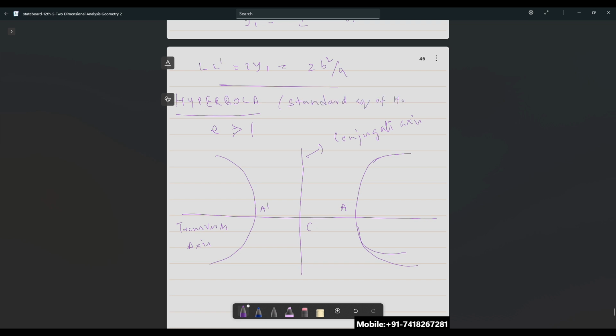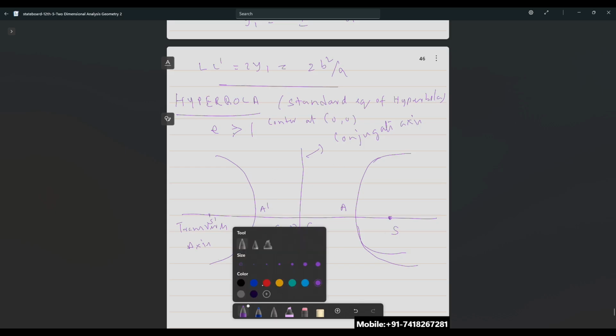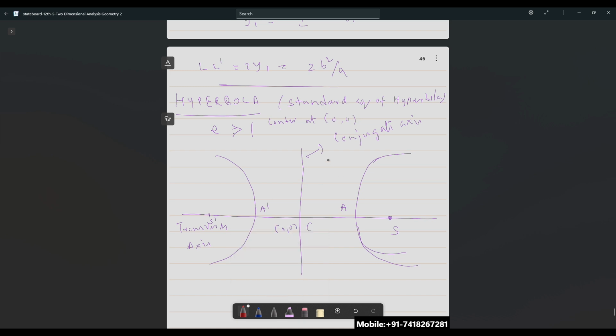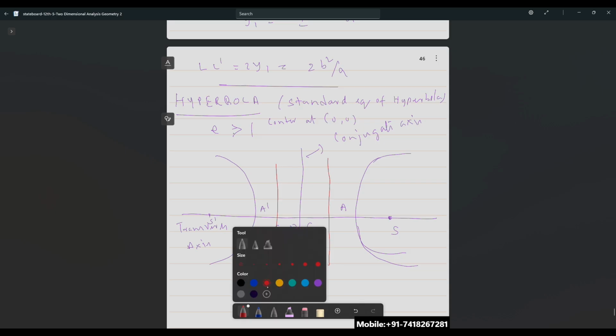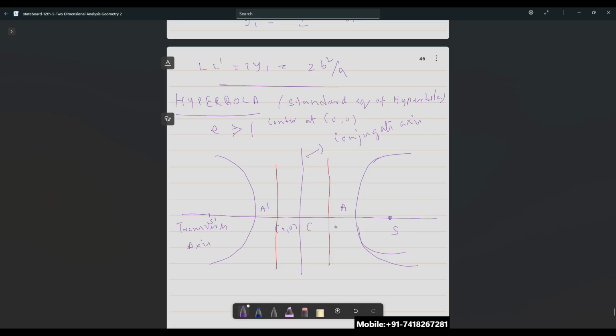So what does that mean? The standard equation will have its center at (0, 0). This is the center (0, 0), and this is your focus S. Another focus will be here, S dash. S is a focus, which is a fixed point. The other thing is the directrix, the fixed line, which will be Z dash.